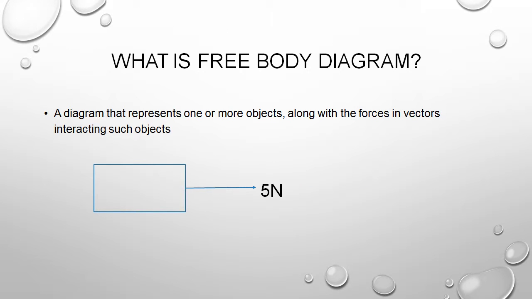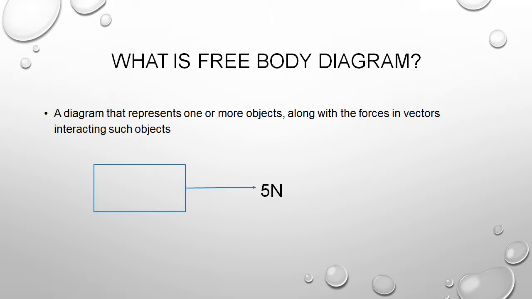So, what is a free body diagram? A free body diagram is a diagram that represents one or more objects, along with the forces in vectors interacting with such objects. You can find an example of the free body diagram on this screen as you see now.